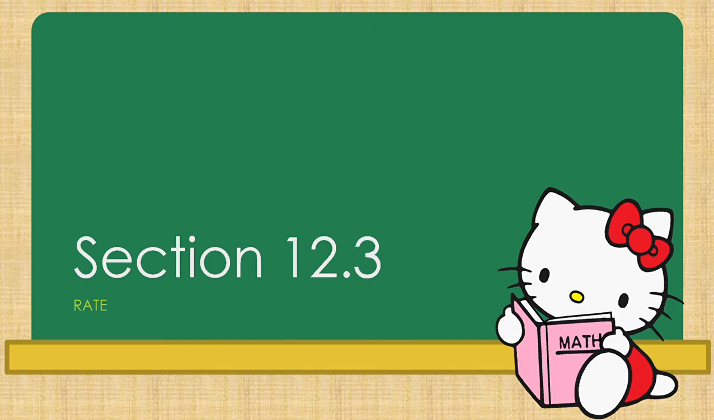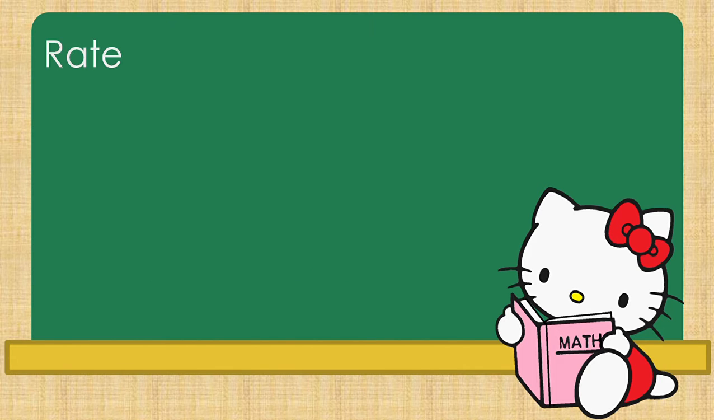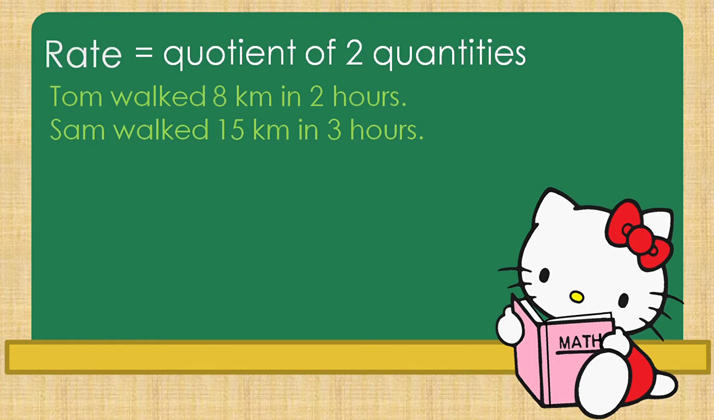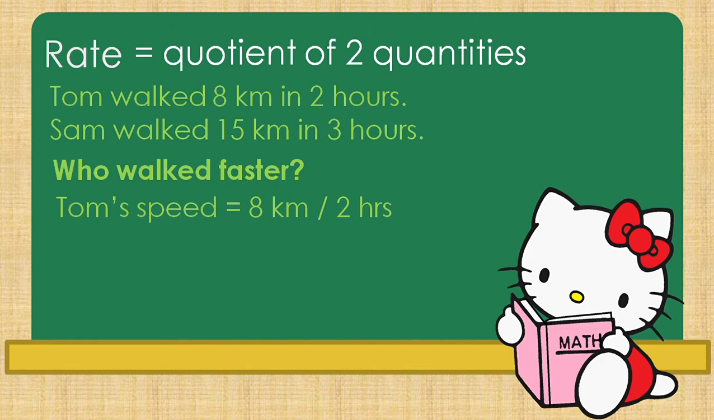Today we will talk about rate. The rate actually means the quotient of two quantities with different units. For example, Tom walks 8 kilometers in 2 hours and Sam walked 15 kilometers in 3 hours. Who walked faster? In this case, we can use the speed to help us, and the speed in this case is called rate.